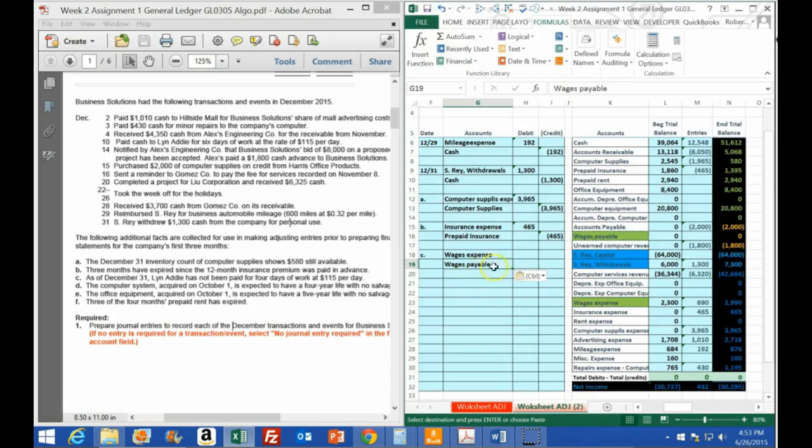And if you were wondering there, I accidentally posted the wages expense up here. So this should be wages payable. Wages expense on top, wages payable here. This is wages payable.